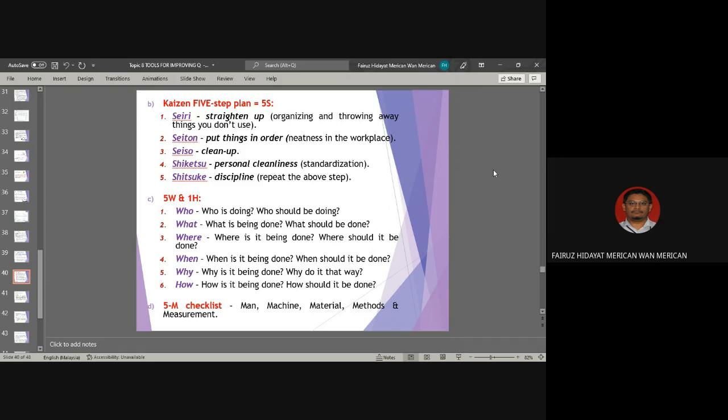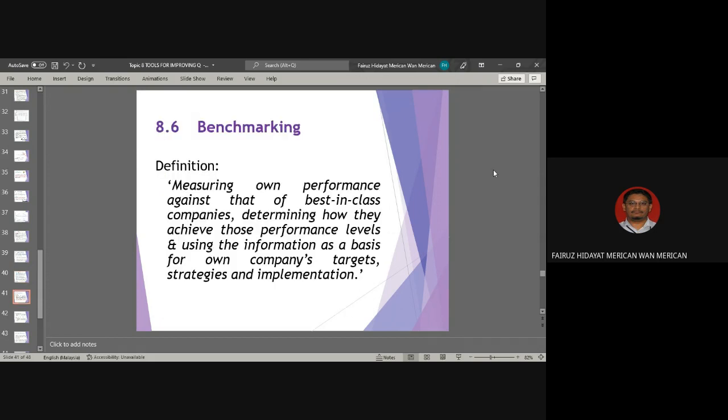And then the 5M checklist, the man, machine, material, methods, and measurements, must also be checked so that each of these elements can help with the continuous improvement. The man, the employees, the machines being used, the material being used by the company, the methods and the process, and how they measure performance, everything has to be checked. All right, so that's Kaizen.